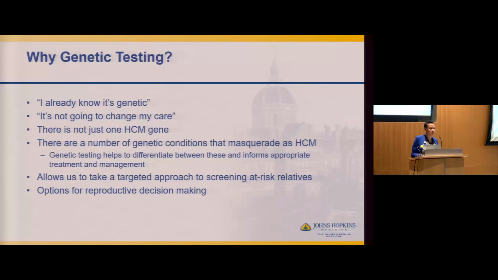So we're able to test parents, siblings, children. If they carry it, then test their children, and so on and so forth. It's like a waterfall, which is why we call it cascade testing. And then it also allows options for reproductive decision-making, whether that be prenatal genetic testing or, for those going through IVF, genetic testing of the embryos.